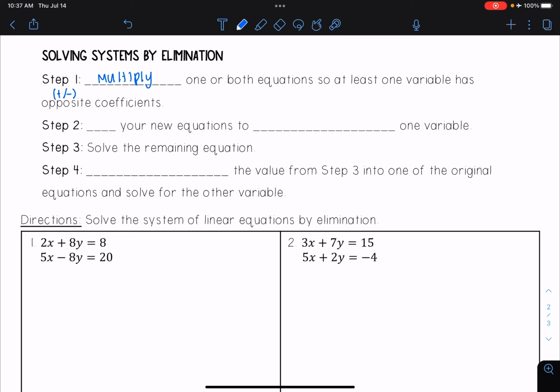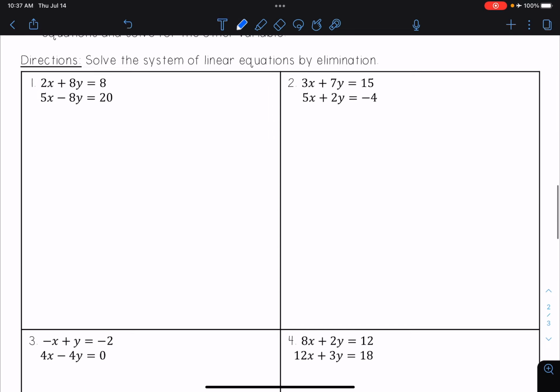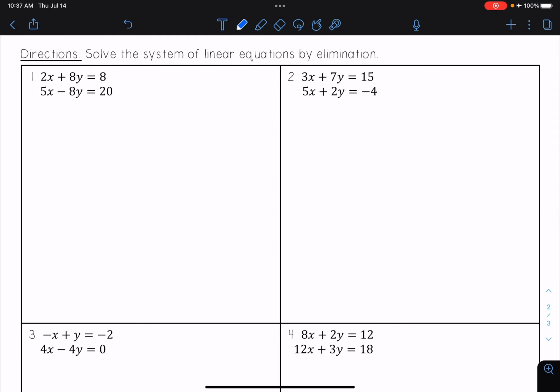Step 2 is to add your new equations to eliminate one variable. Step 3 is to solve the remaining equation, and then substitute the value from step 3 into one of the original equations and solve for the other variable. So let's go through some examples that show these steps.